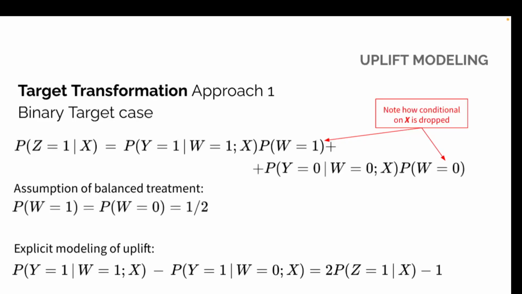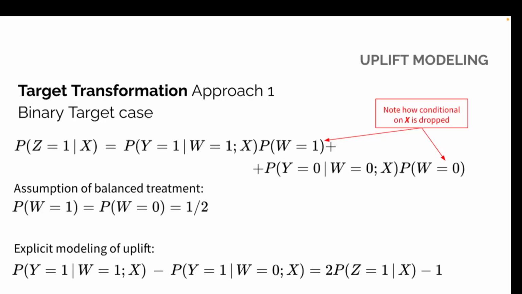So then people usually make this approximation that probability of being treated and not being treated are equal, and it's 50%. And that's called assumption of balanced treatment, which obviously cannot hold in real life, and we will talk about that shortly. But anyway, to simplify stuff, let's assume that probability of W being 1 is 50%.